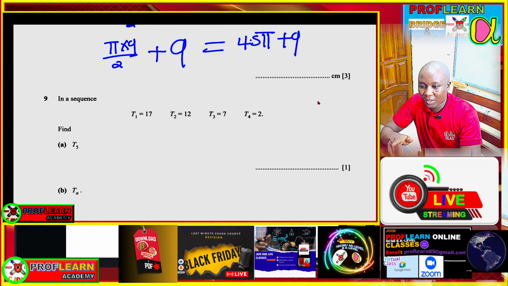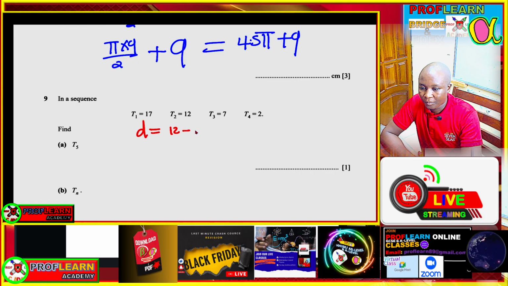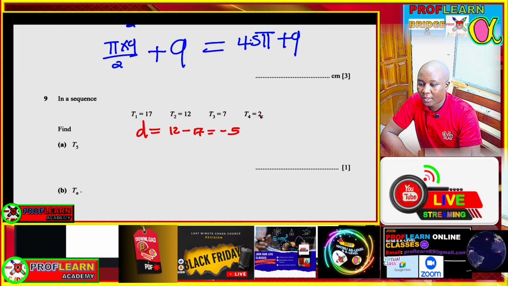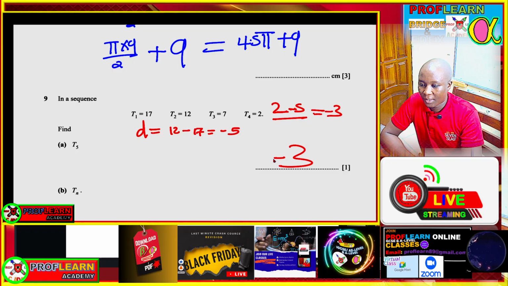From 12 to 7, you subtract 5. From 7 to 2, you subtract 5. So for you to get term number 5 is term number 4 minus 5, and that is going to translate to, that's our common difference, -5. Then for us to get this, we're going to have -3 like that.